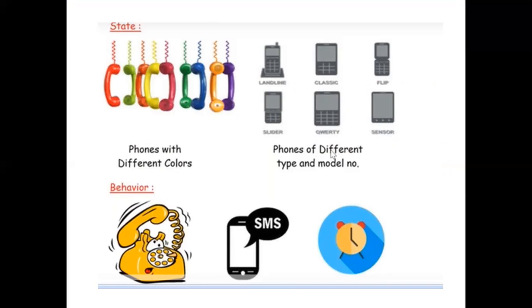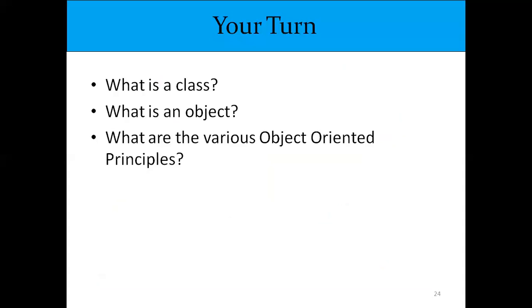Let us see polymorphism in detail here. Mobiles with different colors means having different forms, and similarly mobiles will have different types and different models. But if you consider the behavior, everything is the same. The mobile will ring, the mobile may receive SMS, the mobile has some clock features. These are some behaviors and states of a particular object.